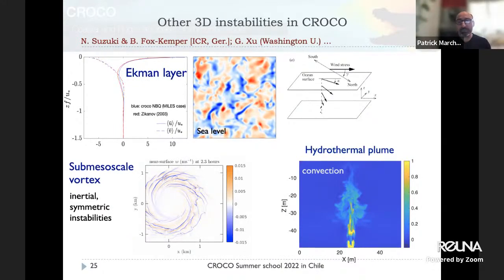And another case of illustration that I show on the right is a hydrothermal plume, which is the problem of convection in this case. So you have a source of light water at the bottom, which could be a hydrothermal plume, of course, and the light water will rise in the column due to convection and rise to the point where there's a balance with buoyancy.